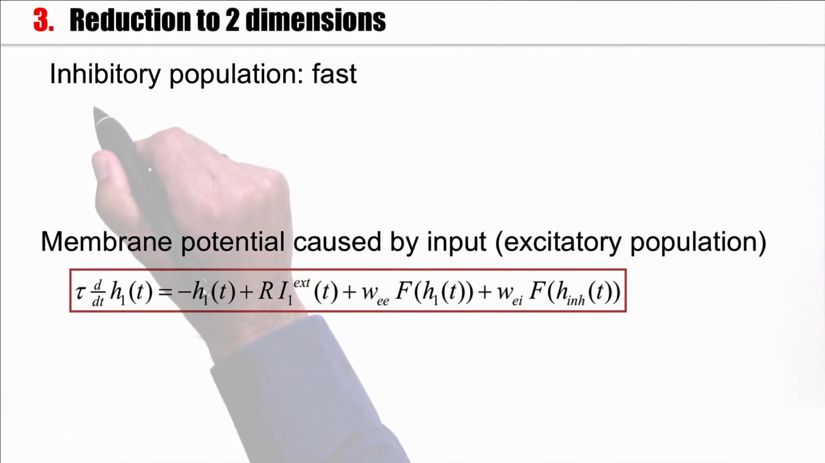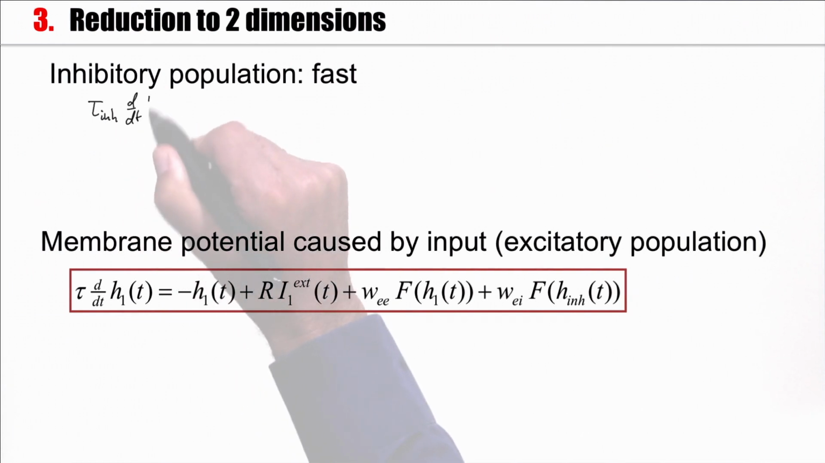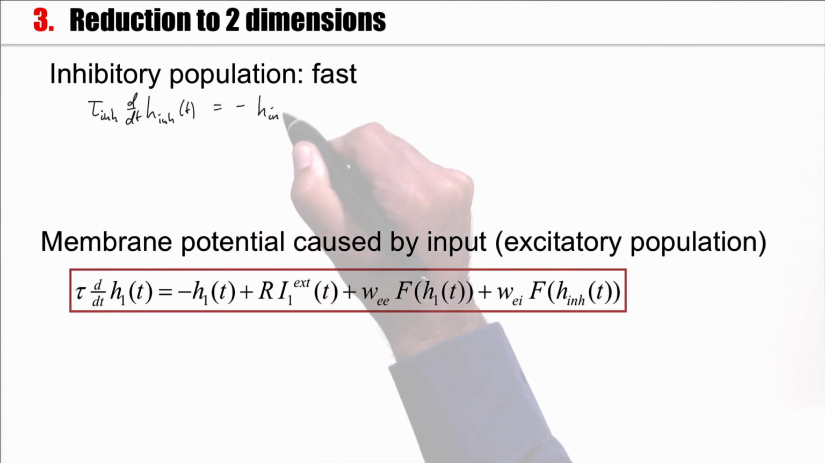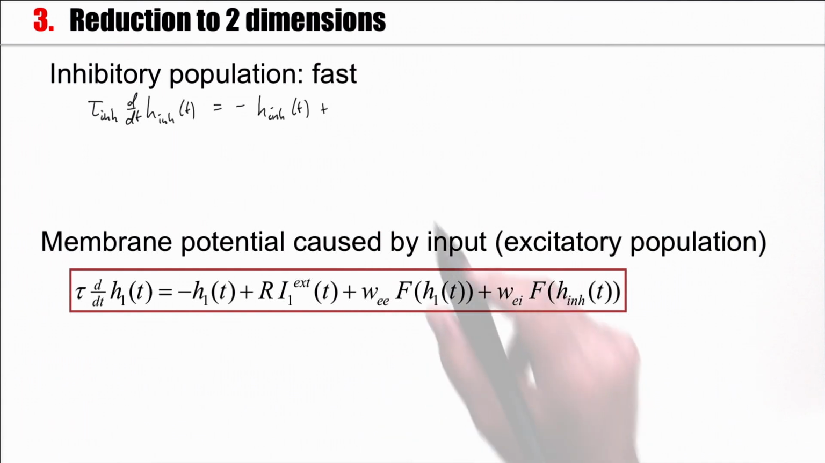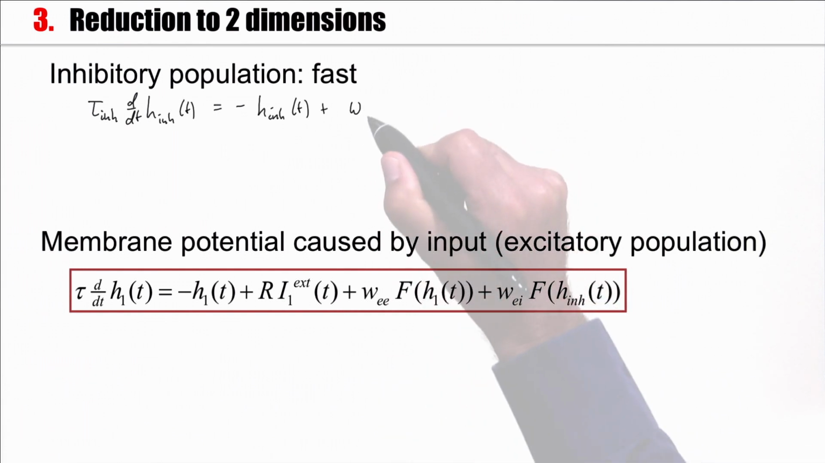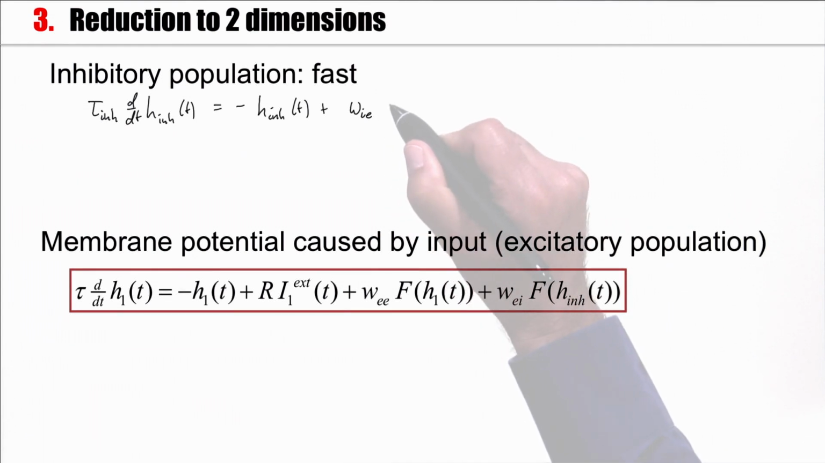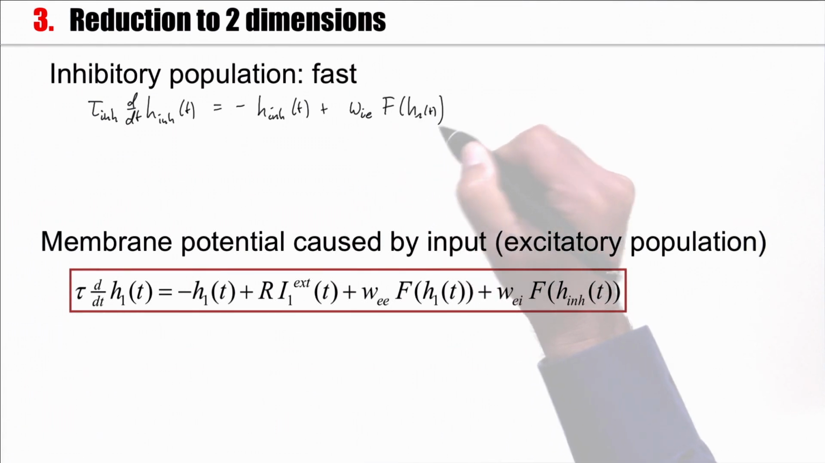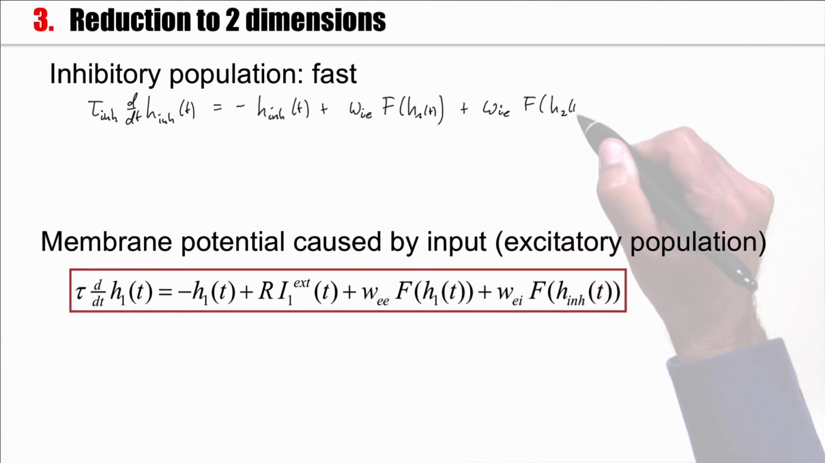So let me copy this here. It has a time constant for the inhibitory population, and I have the derivative dh/dt for the inhibitory population. I have the decay term for the inhibitory population. I have no external stimulus for the inhibitory population. That's a further assumption. And then I would have the input to the inhibitory population coming from the excitatory population, which would be f of h1 of t plus the input from the other excitatory population, f of h2 of t.